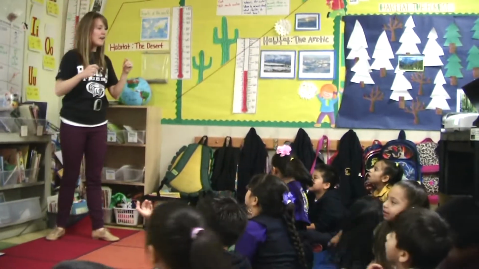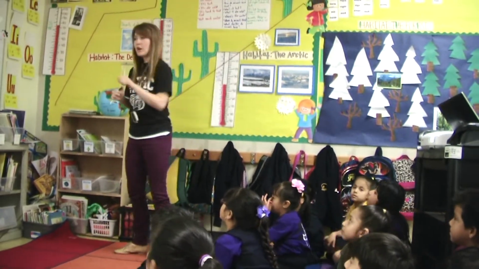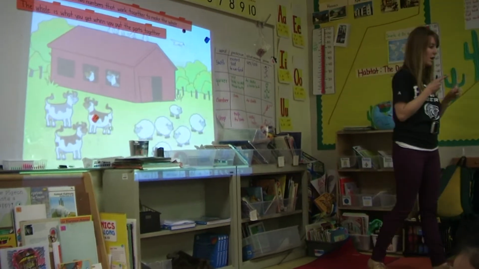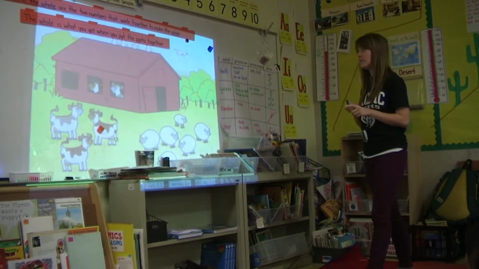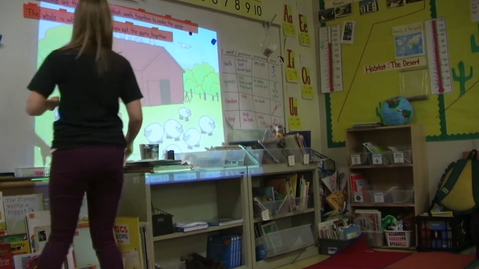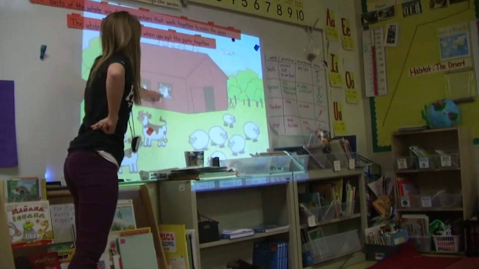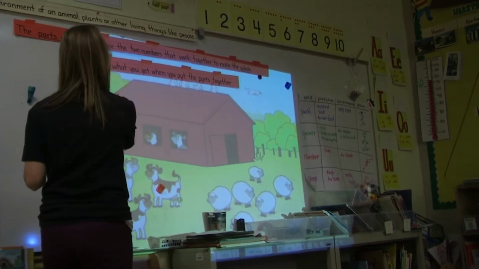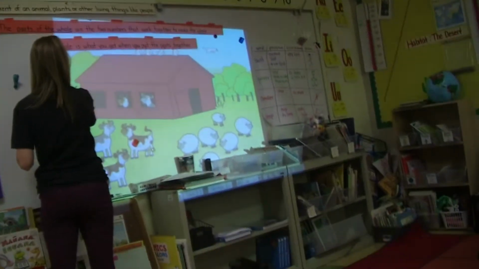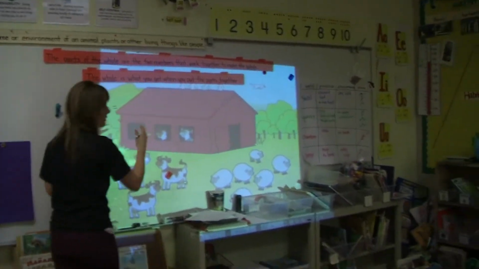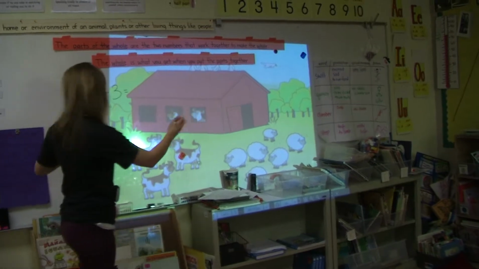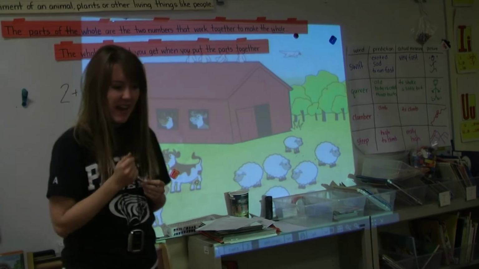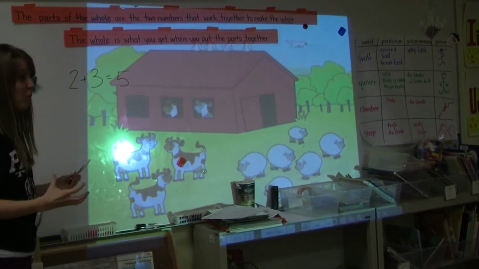Okay, friends. So I heard some of you were talking about the cows. So we're going to make an addition sentence with the cows, and we're going to figure out what are the parts in the addition sentence and what is the whole. When I see the cows, I think, I see 2 cows inside the barn and 3 cows are outside of the barn. So I'm going to use this addition sentence. 2 plus 3 equals, what is 2 plus 3, everybody? 5, very nice.